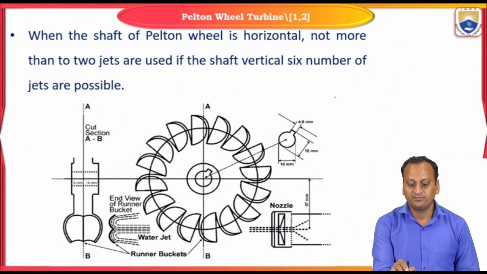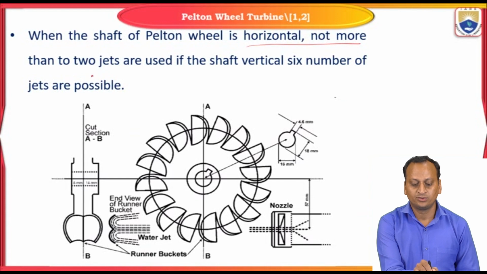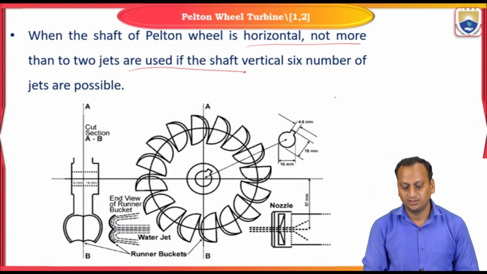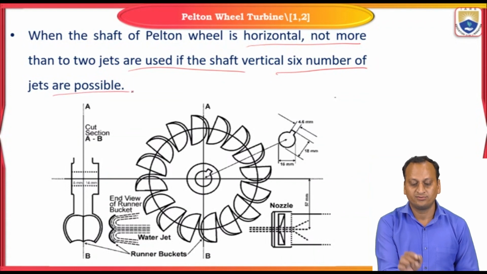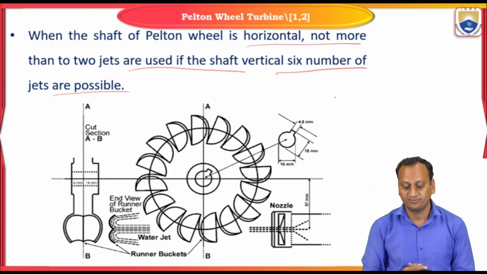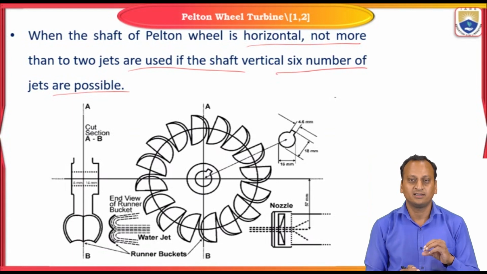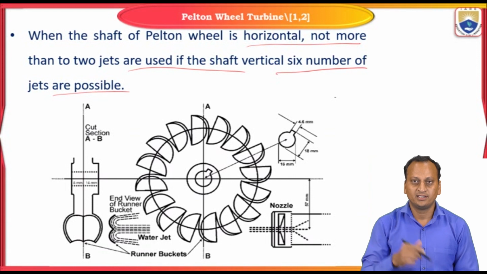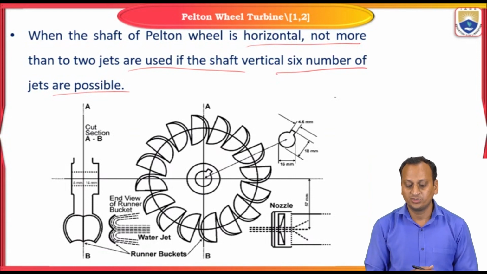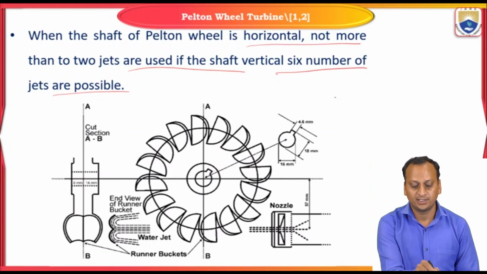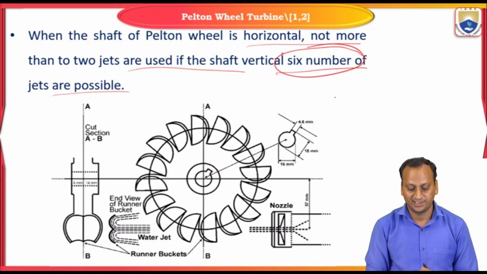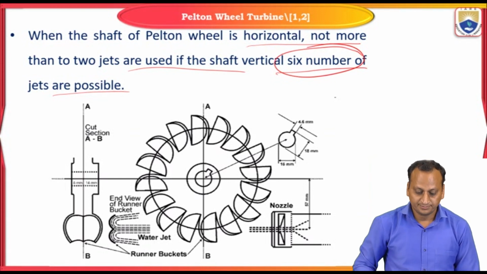When the shaft of a Pelton wheel is horizontal, not more than two jets are used. If the shaft is vertical, we can use six jets. So based on shaft disposition, the shaft can be disposed horizontally, otherwise it can be placed vertically also. Based on the position, we have to adapt the number of jets required. If it is vertical, it can be adapted with six jets, multi jets.